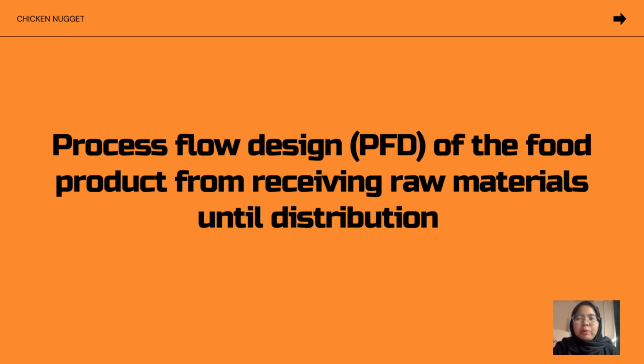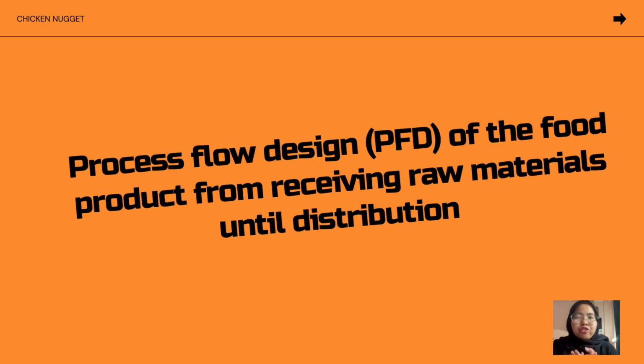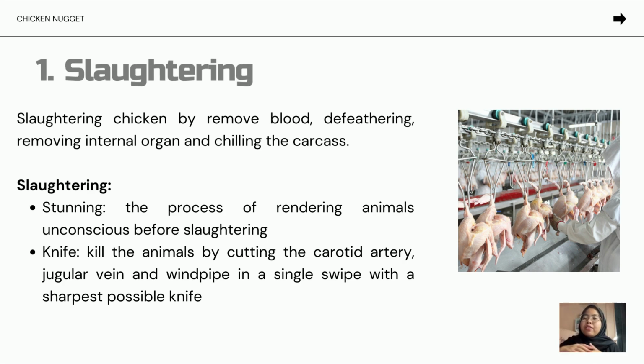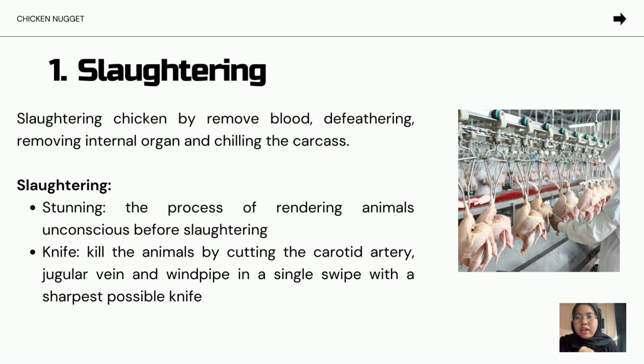Hi, I'm Rashida binti Muhammad Tahir, A171355, and I would like to present the process flow design of the food product from receiving raw material until distribution. This is the process flow diagram of making chicken nugget. The first step is slaughtering. As we know, slaughtering chicken involves removing blood, defeathering, removing internal organs, and chilling the carcass.